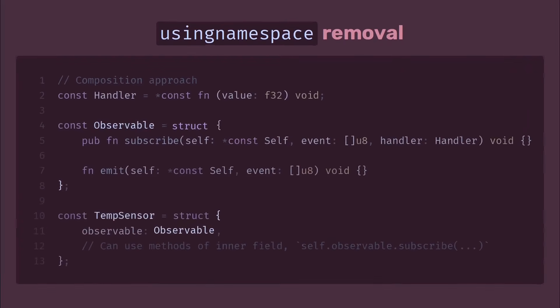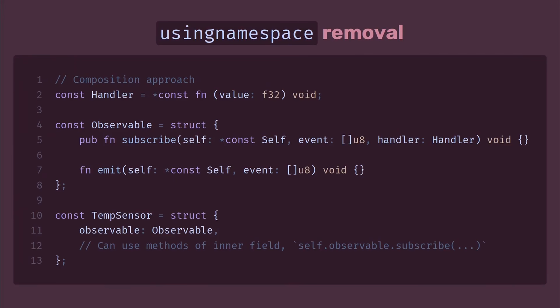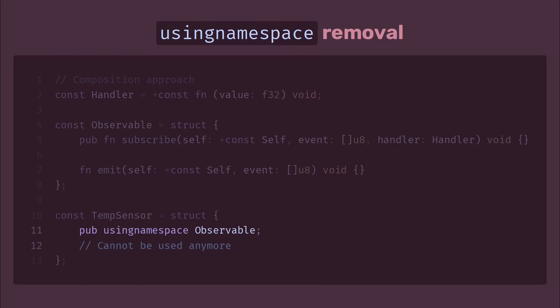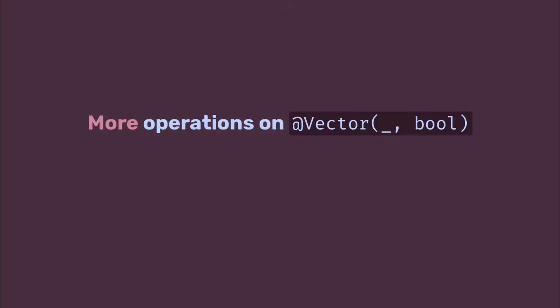In Zig, we can use the composition approach like this. But with using namespace, we could also embed all definitions from the observable mixin into our type. Unfortunately though, since using namespace is removed, we have to either inline the code manually or just use the composition approach.